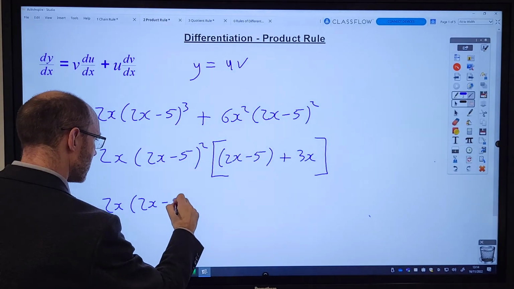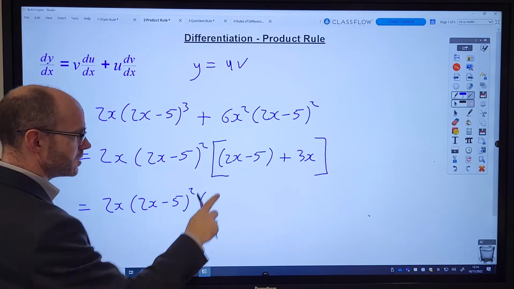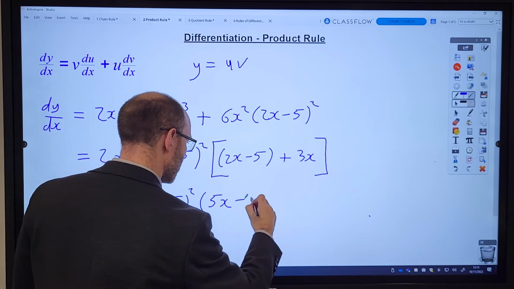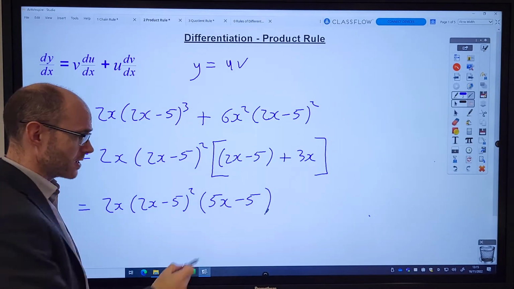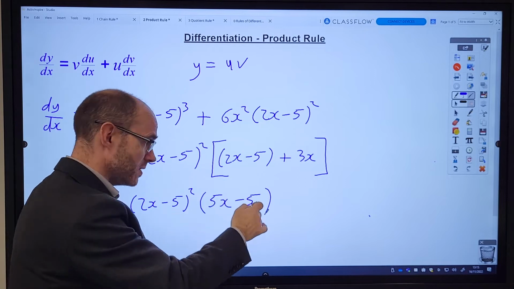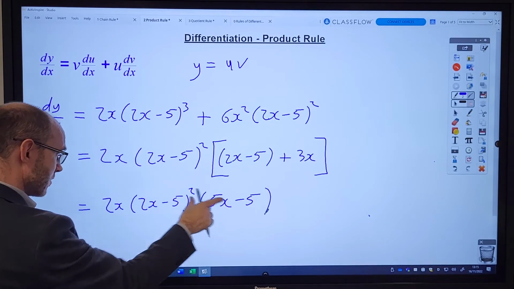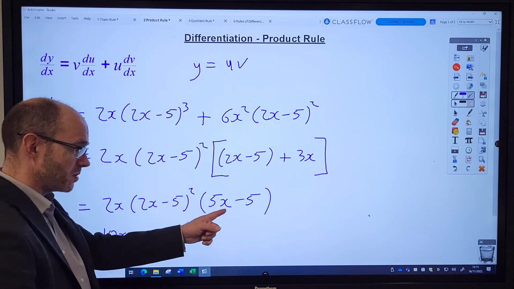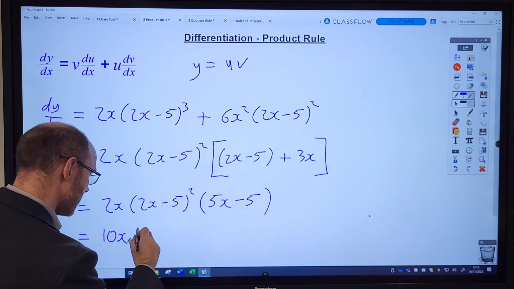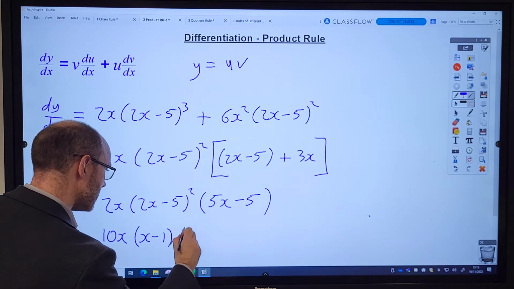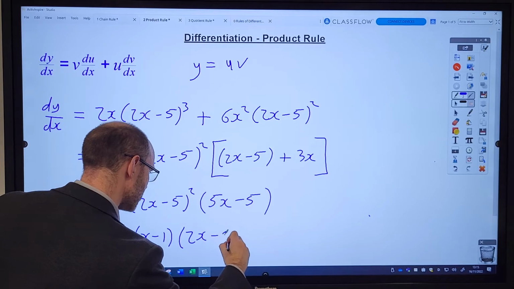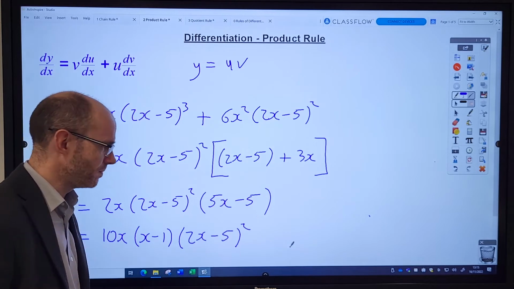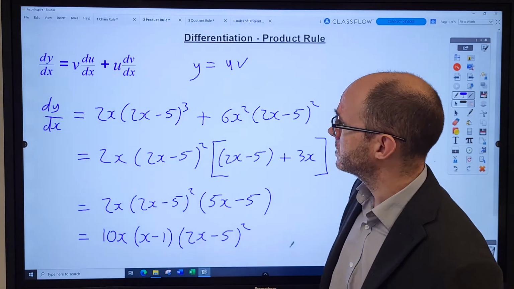2x minus 5 squared. I use normal brackets now. 2x plus 3x is 5x, and then minus 5. And while we're factorising, we can factorise this a bit further, because I've got 5 now in both of these. So I'm going to take 5 outside the brackets. So 5 combined with the 2 makes 10x, and we're left with x minus 1 here, aren't we? So I'm going to write the x minus 1 there, and then the 2x minus 5 squared there, just because I like having the order of power 1, power 2, and so on. That is it. That question is done.